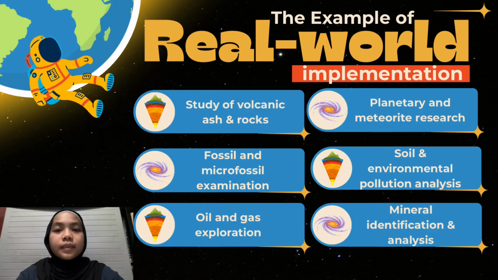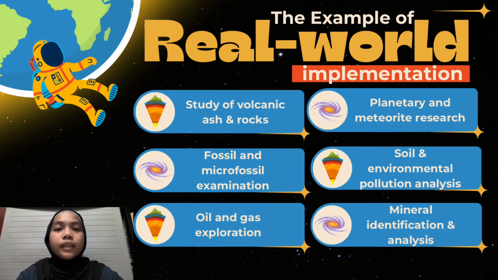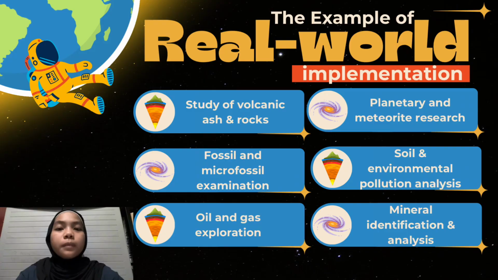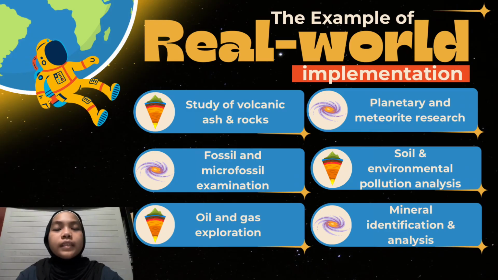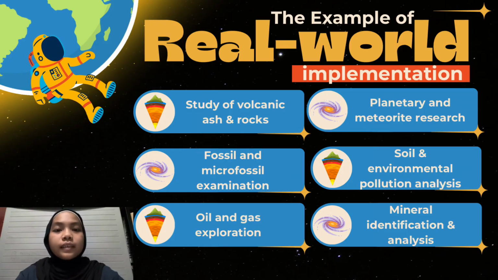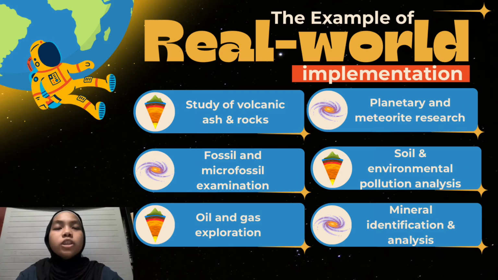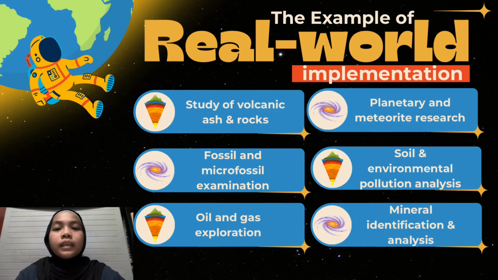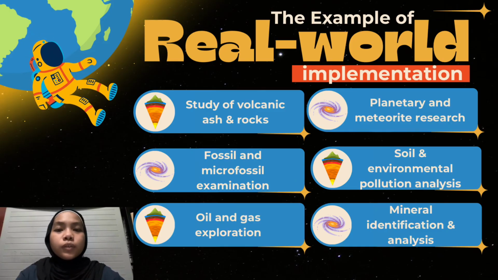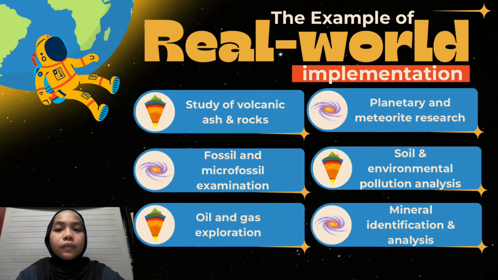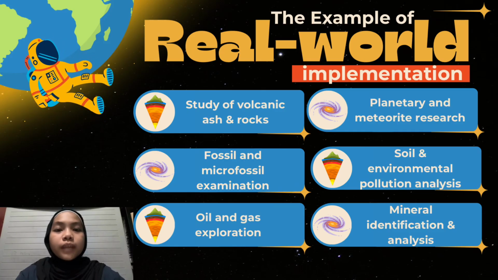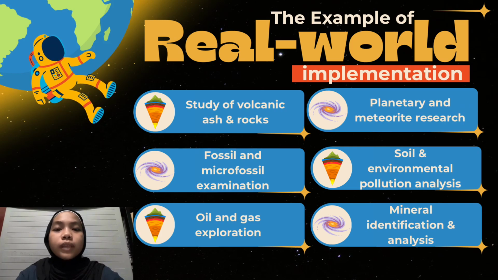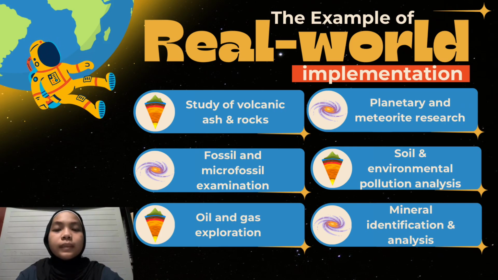Now, I will discuss some real-world implementations of electron microscopes in earth sciences. First, electron microscopes are used for mineral identification and analysis. Scientists can study the composition and crystal structure of minerals in rocks with very high accuracy. Second, they are used to study volcanic ash and rocks. Researchers can observe tiny particles produced during volcanic eruptions to better understand volcanic activity and potential hazards.